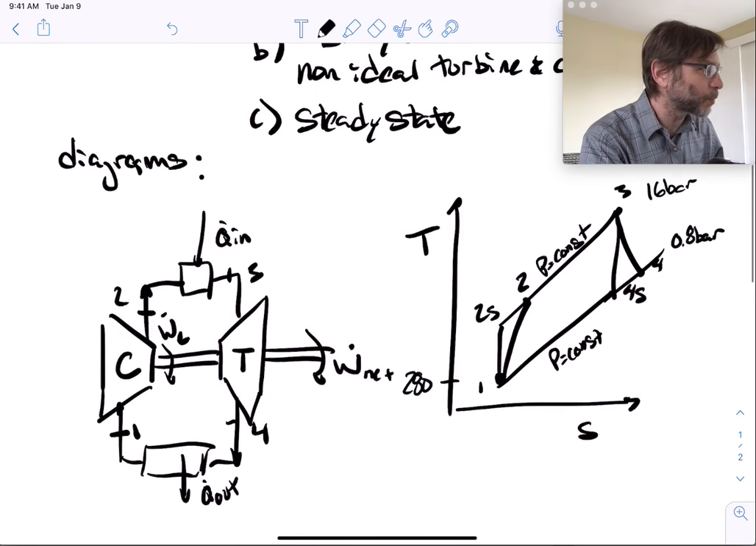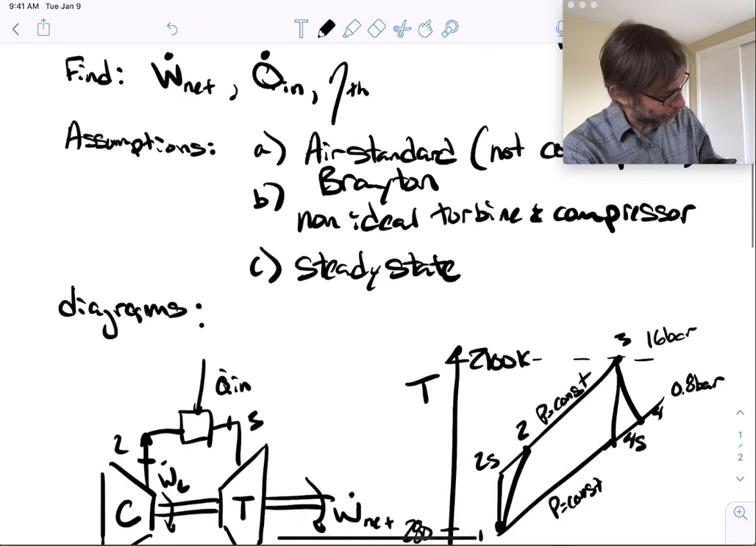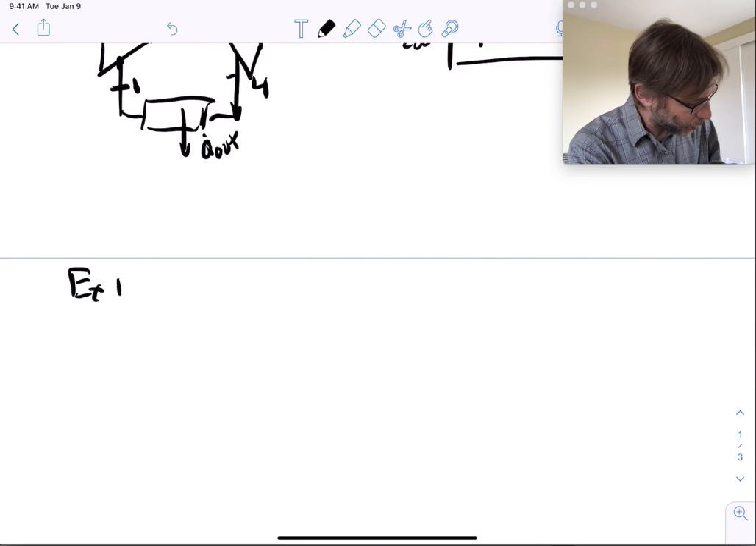We don't know much else. I guess we know the peak temperature. We know 2100 is our peak temperature. That's T3, right? Okay. So that's about all we need to do. So let's go to example 1 continued.